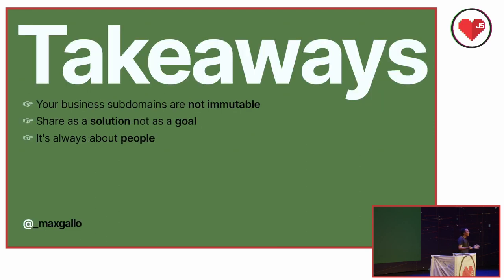That is my last slide for today, takeaways. So first of all, think about your business, your company, and think that your business subdomains, your company is not immutable, so is your code and your architecture. Go back to your decisions. We started with vertical, we ended up with vertical and horizontal, and it's playing good for us today.